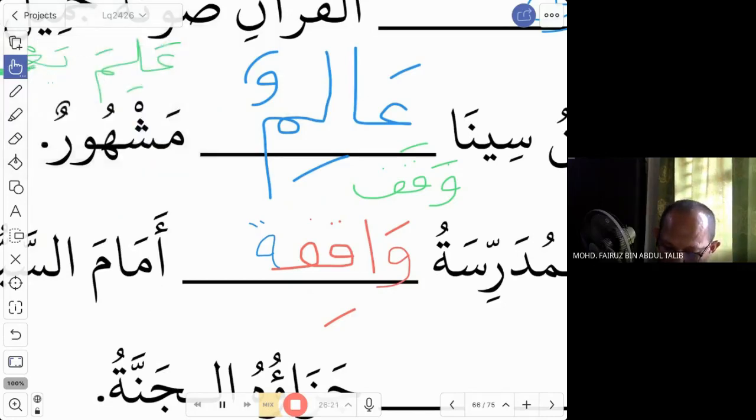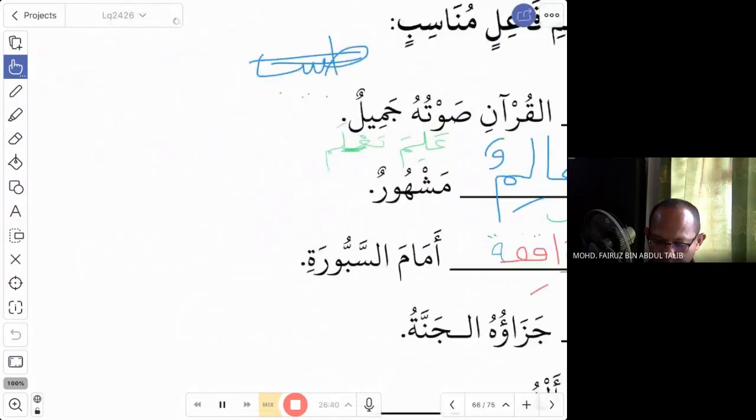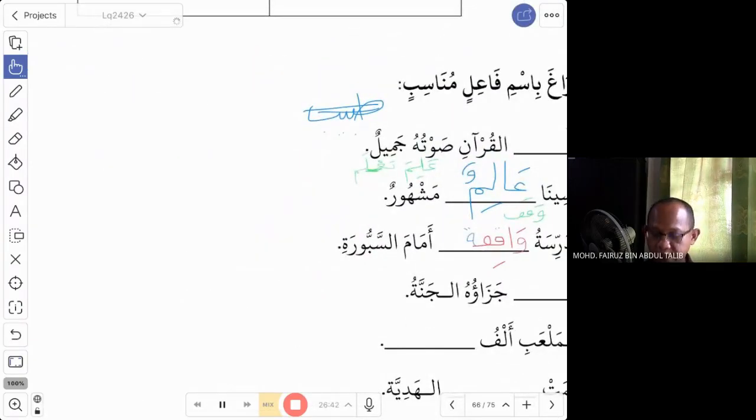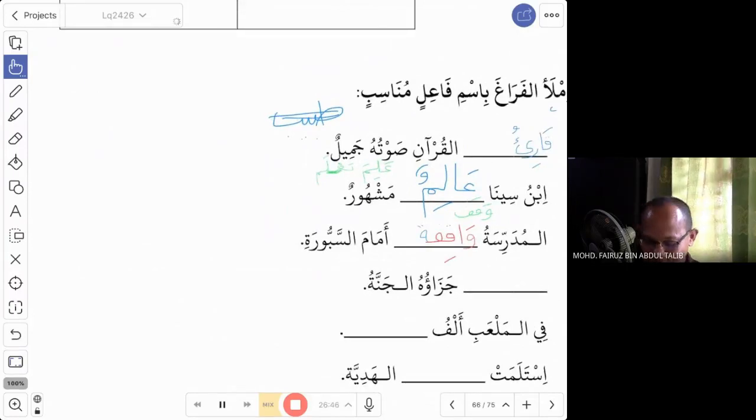So literally the word waqifah means the one who stands. But of course you don't translate it as the teacher, the one who stands. Here the meaning of waqifah is similar to the meaning of waqafa, taqifu, which means that the teacher stands in front of the sabura. So that is one answer. Okay, just now we want to say teaching. She is teaching in front of the sabura. What is the word to teach?